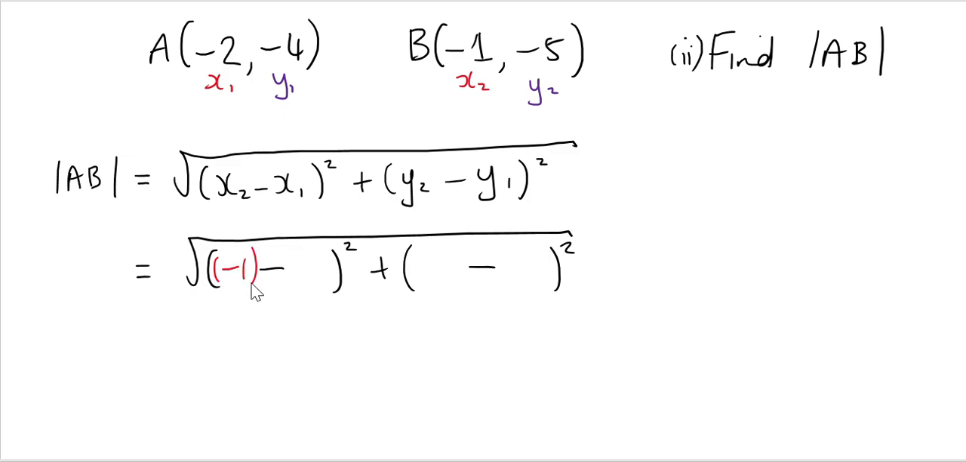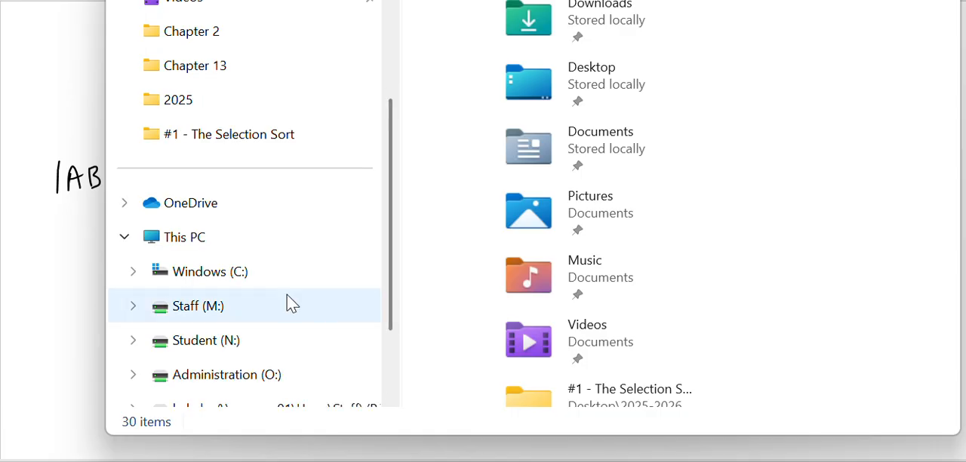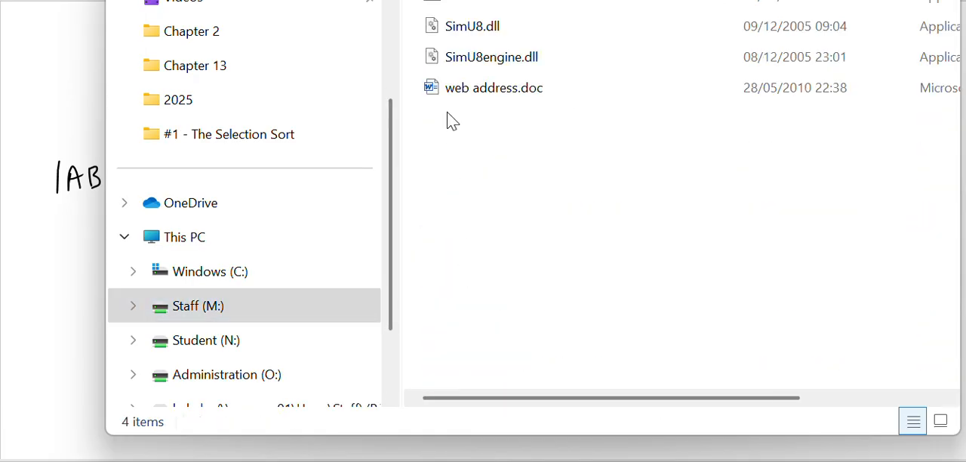X2 is -1. X1 is -2. We've got Y2 is -5. And Y1 is -4. So that's what we've got there in bracket town. Hopefully that's looking alright. And I should have had my calculator ready. Give me a second just to get the calculator up and running. Just throw it up on the screen here.